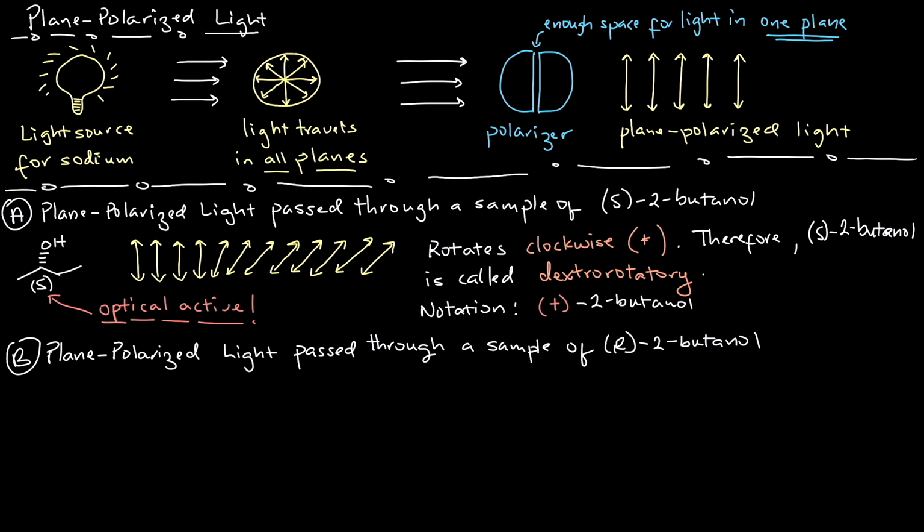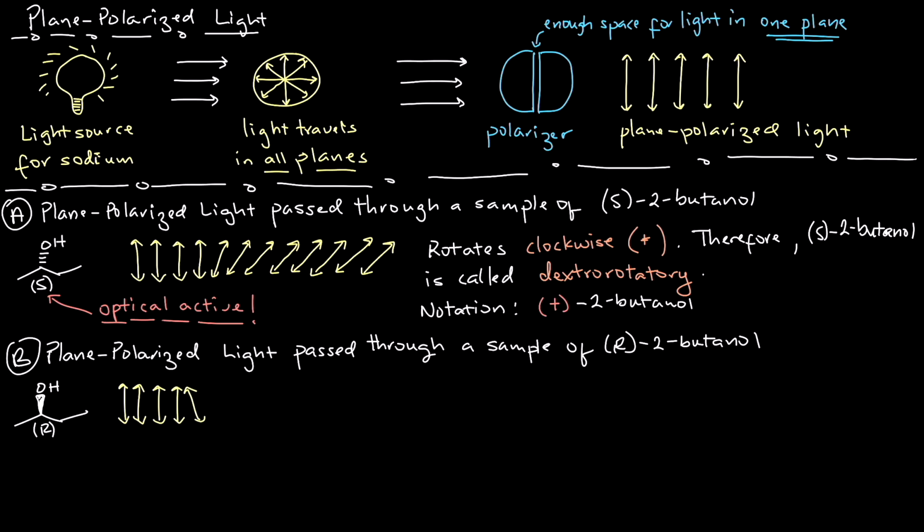Okay, so now let's consider plane-polarized light passed through a sample of R-2-butanol. So now the enantiomer of S-2-butanol. So once again, we pass that plane-polarized light through a sample of R-2-butanol.